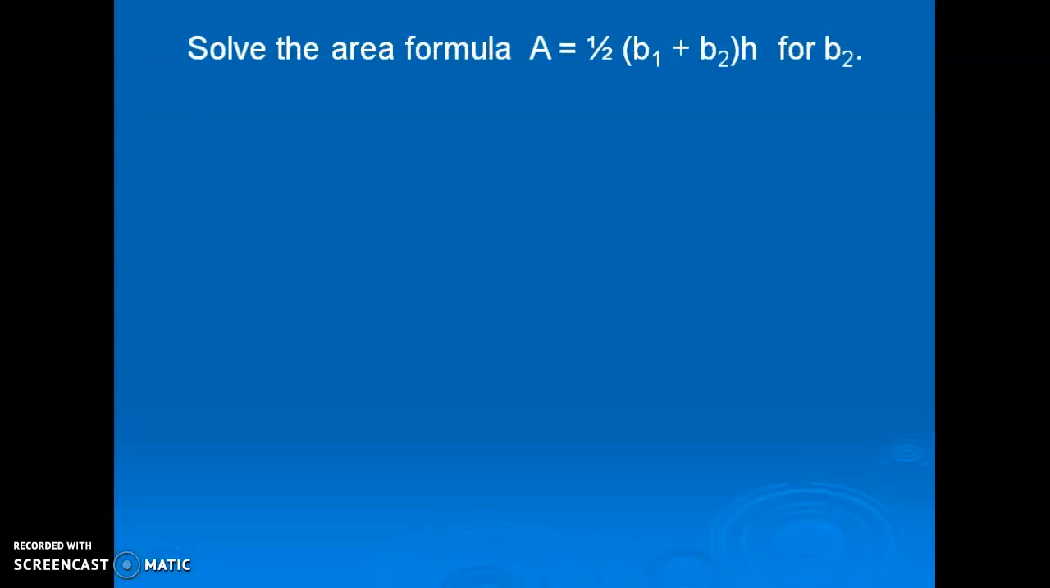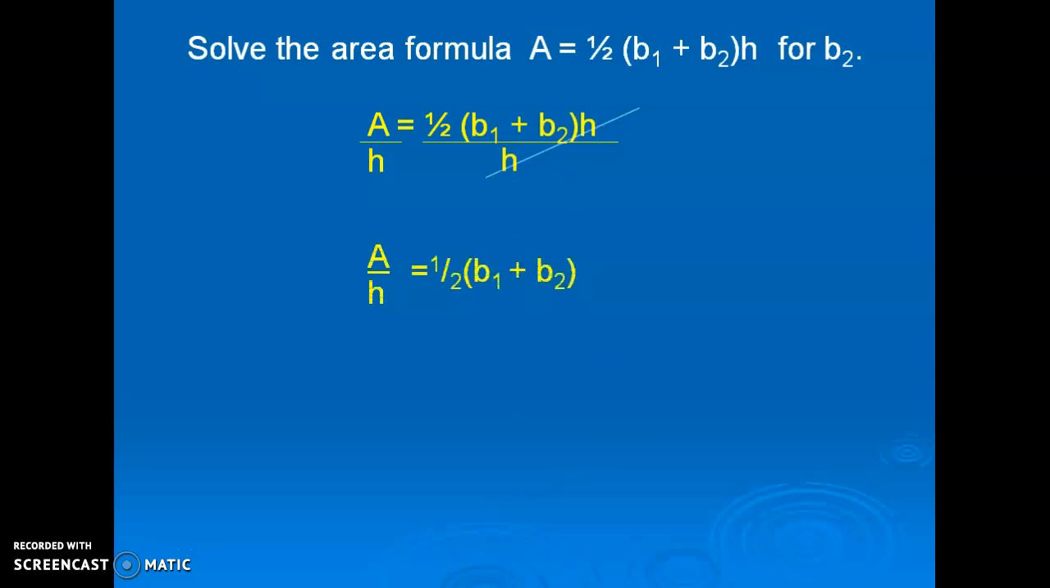The next formula, you perhaps recognize this as the area of a trapezoid. So we have the area equals 1/2 the sum of the bases times the height. We want to solve this for b2. So we'll notice that we're multiplying the parentheses by h, so we need to undo that multiplication by dividing both sides by h. And again, the h's cancel out on the right, so we're left with A over h equals 1/2 times the quantity base 1 plus base 2.